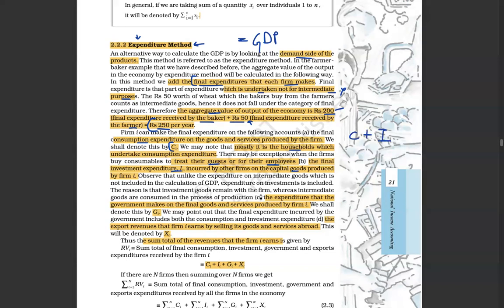Moving further, we see the third component would be the expenditure that the government makes on the final goods and services produced by any firm. So again, government की भी कुछ demands रहेंगी, तो to meet those demands, government भी कुछ expenditure करेगी, that we will denote by capital G. So the third component becomes government expenditure. And lastly, we'll take up the export revenues.